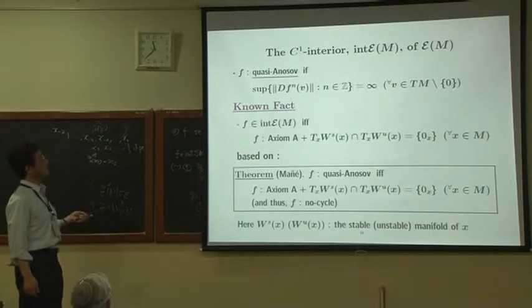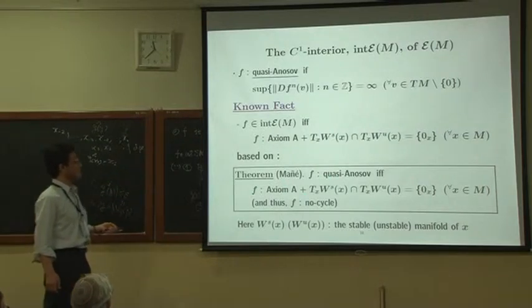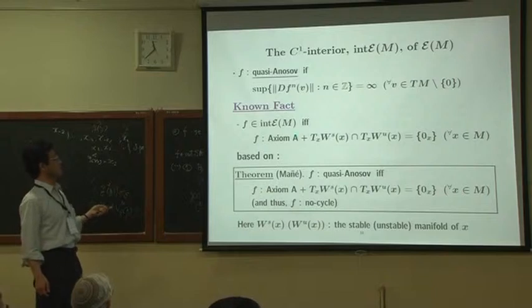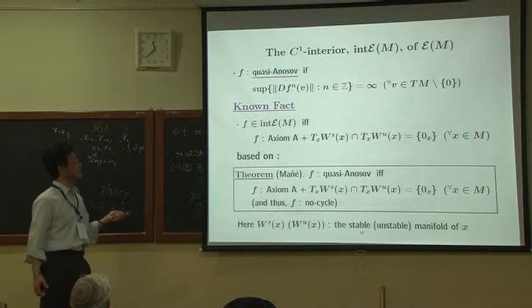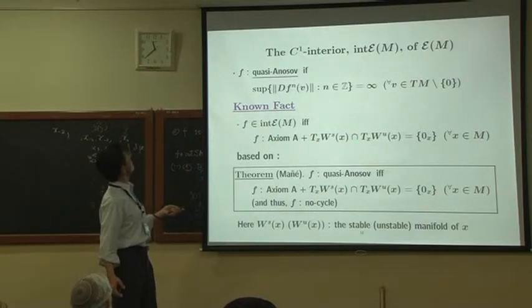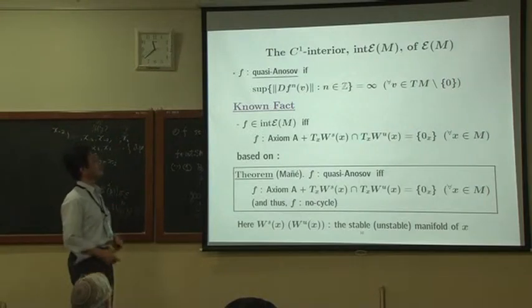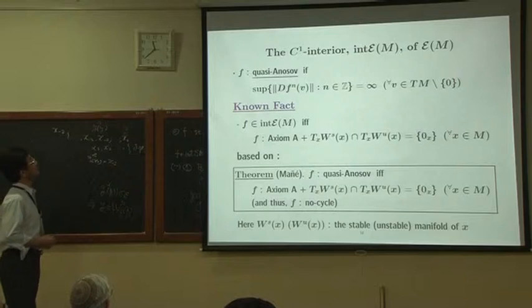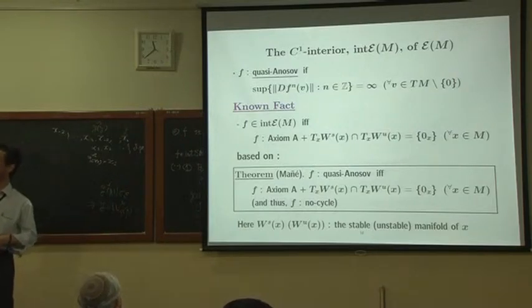It is known, and this result is by Mañé, that F is in the interior of expansive diffeomorphisms if and only if F satisfies both Axiom A and the no-cycle condition. Whose interior? This is the so-called Kessler transversal intersection problem. We have 18 minutes.